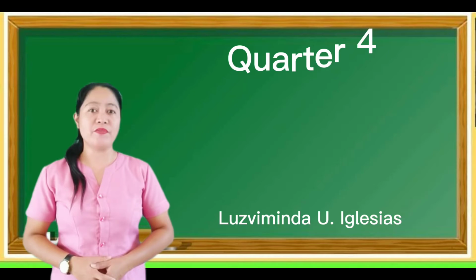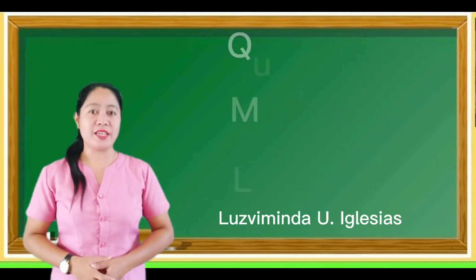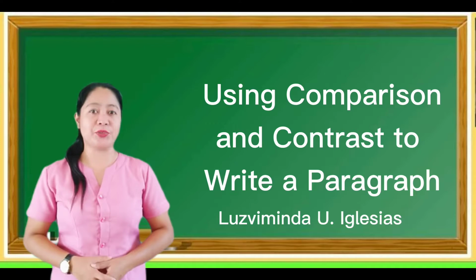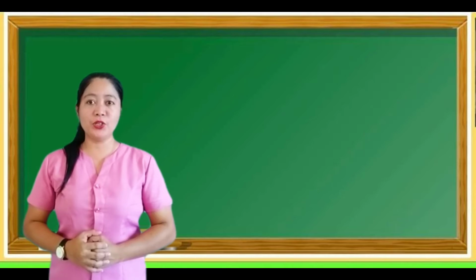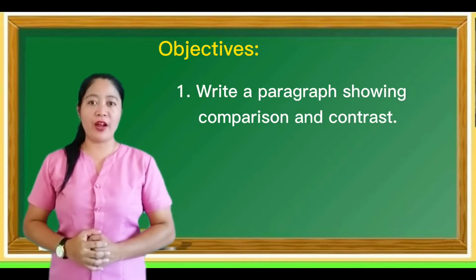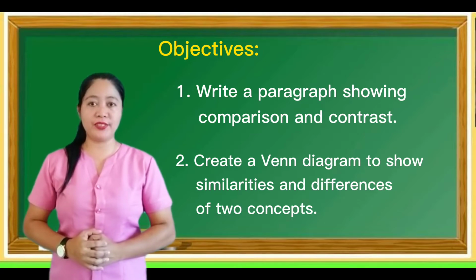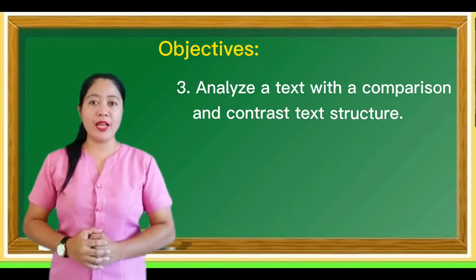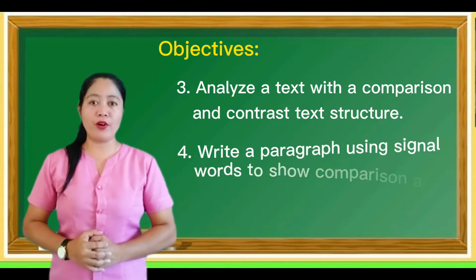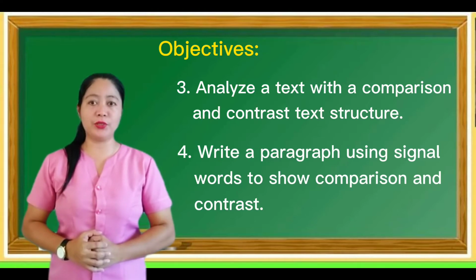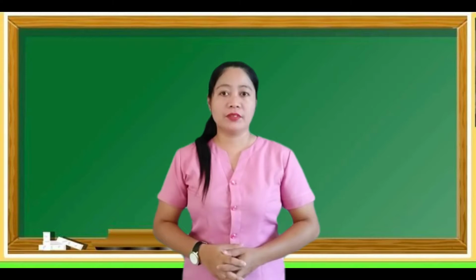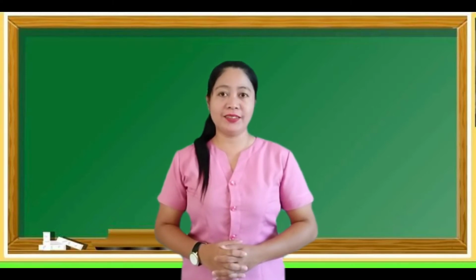Today, we are on Quarter 4, Module 2, Lesson 3, using comparison and contrast to write a paragraph. At the end of this lesson, you should be able to: 1. Write a paragraph showing comparison and contrast. 2. Create a Venn diagram to show similarities and differences of two concepts. 3. Analyze a text with a comparison and contrast text structure. And 4. Write a paragraph using signal words to show comparison and contrast. Are you ready for our new lesson?